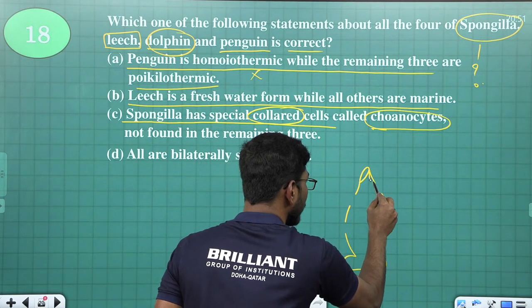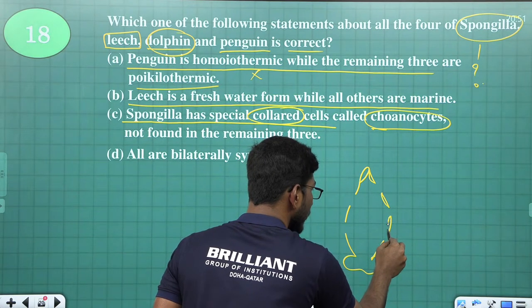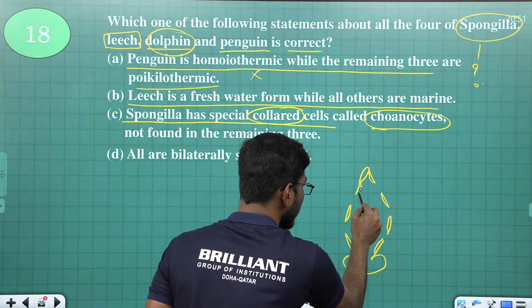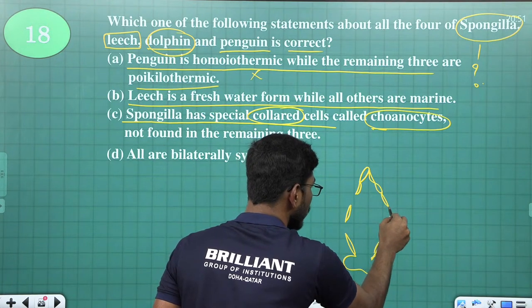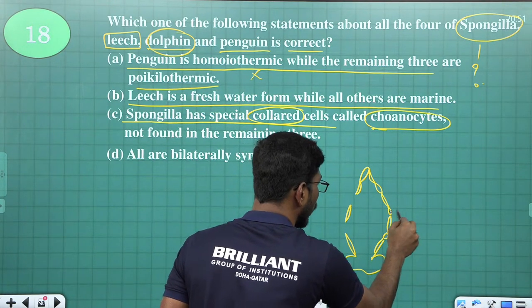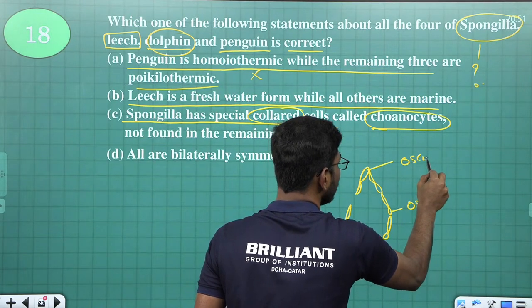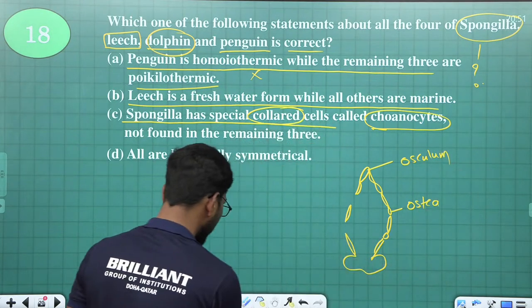Now this is one cell, this is a second cell, third cell, fourth cell, like this. They are multicellular. This biggest opening, and the small openings between the two cells, are called what? Ostia. This one is called osculum. Yes or no? Osculum.